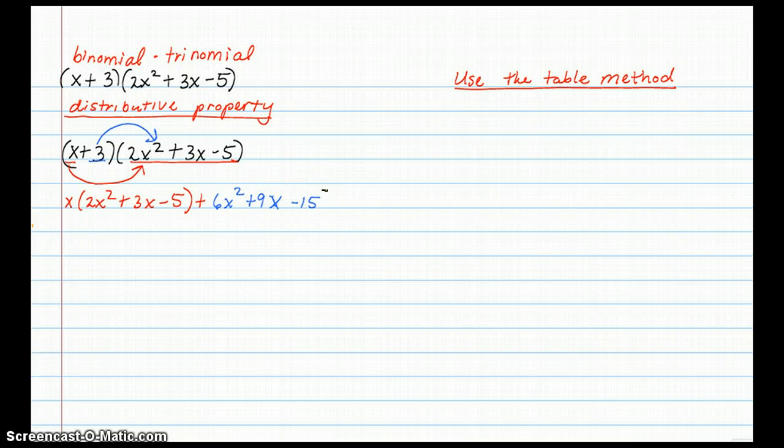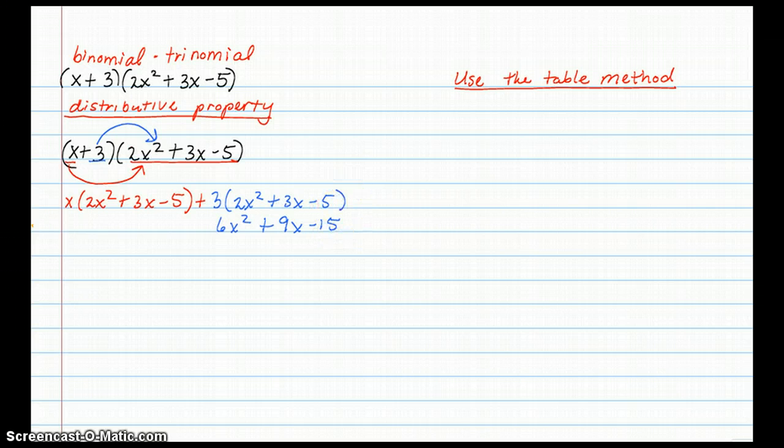Now, you are going to go ahead. I actually did all of that work for you. I should have had another step in there. Let me back it up so you can see it. Sorry, I should have had this step in here first. 3 times 2x squared plus 3x minus 5, which is then 6x squared plus 9x minus 15.